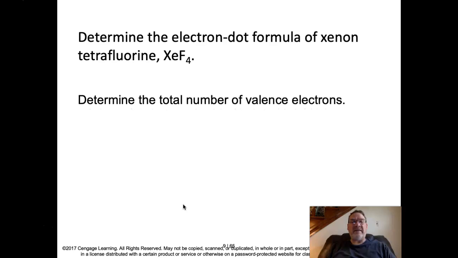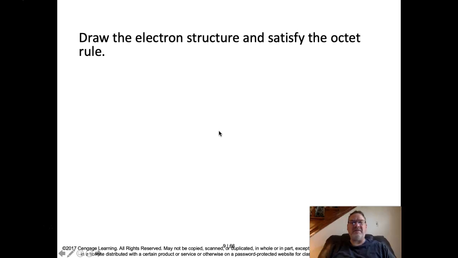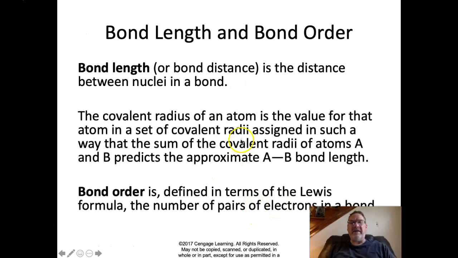But we still follow the same steps. We count up the total number of valence electrons. Note with the fluorine, they're going to multiply that times 4. Hey, we got 36 electrons. There's my central xenon, the bonds to each fluorine. We give each fluorine enough electrons to satisfy the octet rule, and then remaining electrons go on the central xenon for this. I'll let you read the rest.